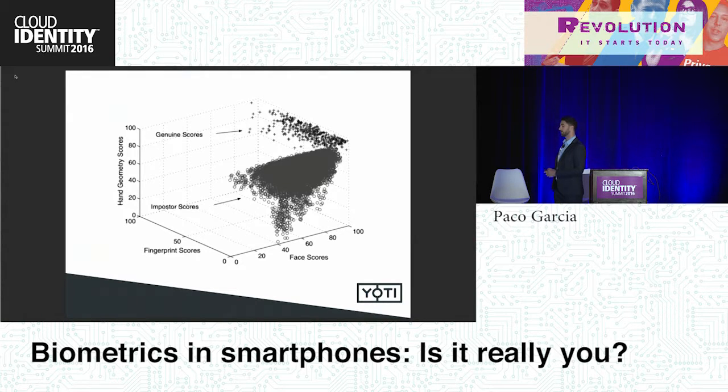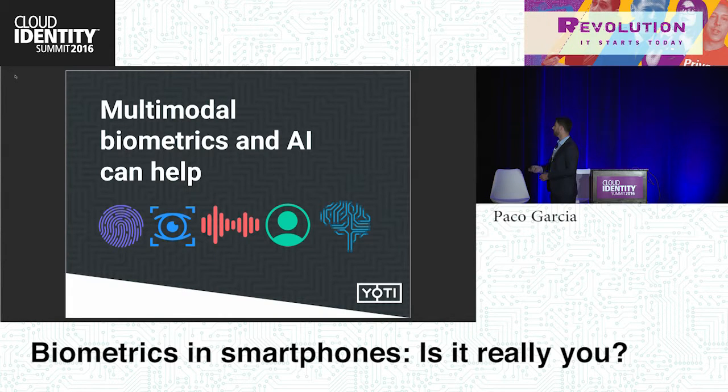So maybe they get your fingerprints on the screen of the phone, or maybe they get a picture of yourself inside the phone, but maybe they don't get the voice, or maybe they don't get a good profile of your behavioral biometrics. So it's definitely adding up in terms of security. That's pretty much the message. Multimodal biometrics and artificial intelligence can help to increase the level of confidence we've got in biometric authentication.